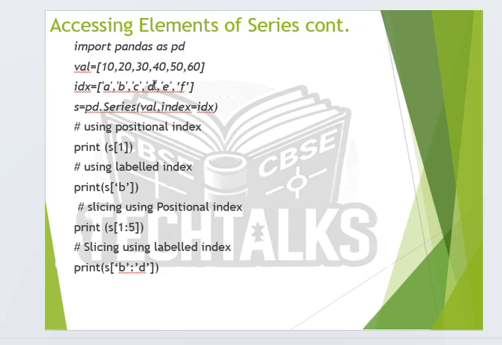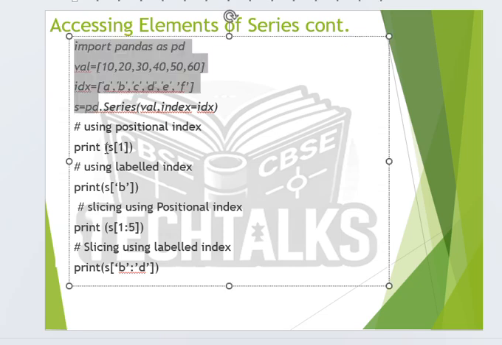Let's take some examples. Import pandas as pd, then values: this is a list having values 10, 20, 30, 40, 50 and 60. Indexes are given as A, B, C, D, E, F. Then we are declaring a series using pd.Series, passing the values as well as the index. First, we are getting the value at position 1, so it is going to go 0 and 1, and it should give us value 20. Then we are getting the labeled index B. So what is at B? At label B again we have value 20, and then we are getting the slicing.